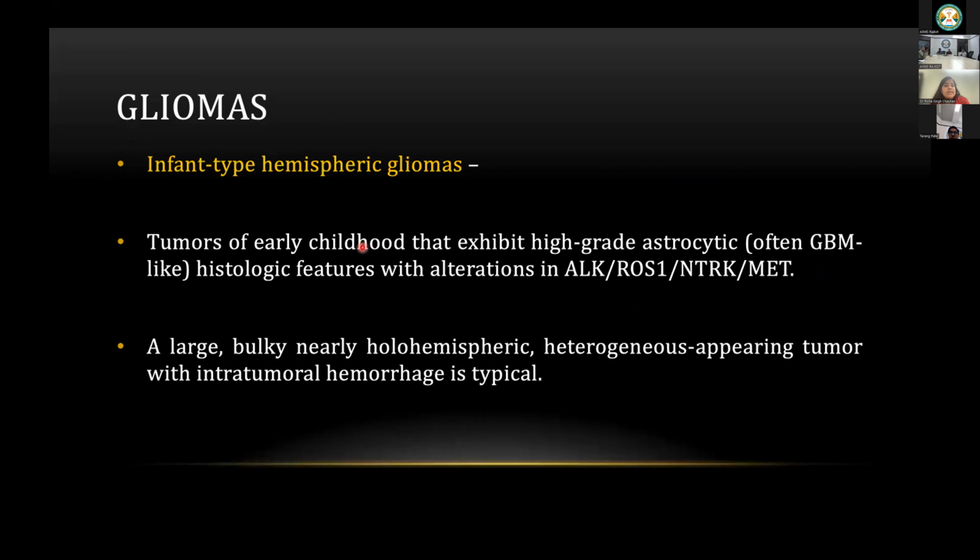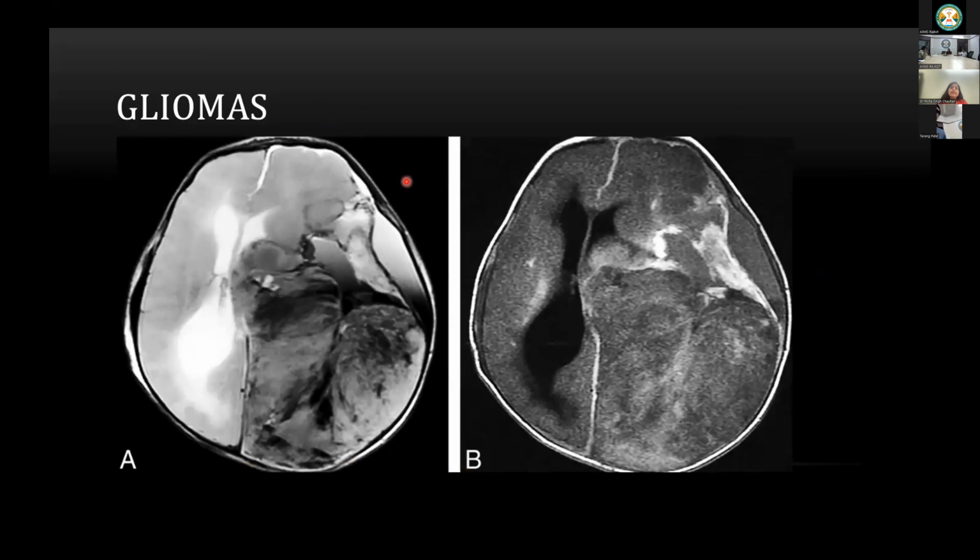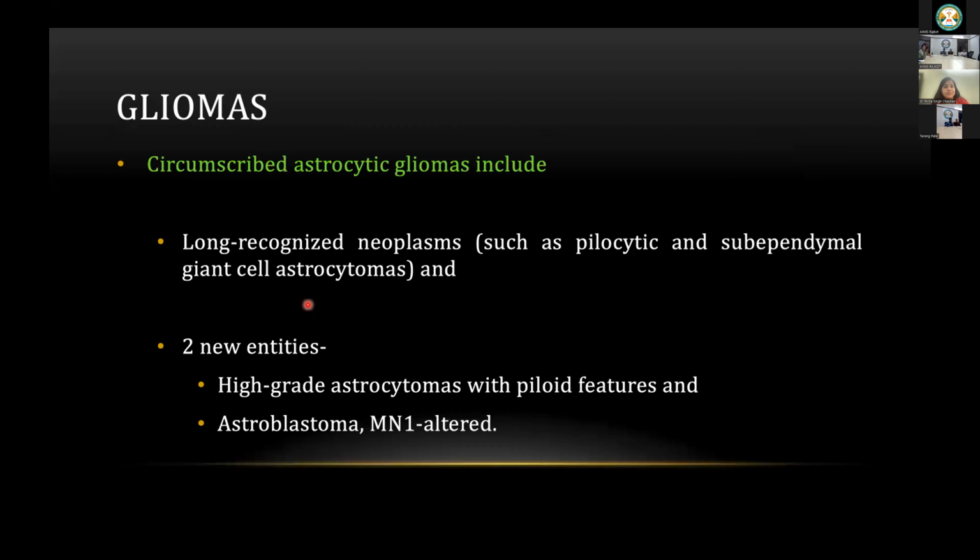Now, next and the last entity in the pediatric type gliomas is infant type hemispheric glioma. These are also very characteristic lesions. These are usually seen in neonates and infants, very large, almost hollow hemispheric lesions. There will be a lot of hemorrhage. The lesion will be highly heterogeneous. Even on T2, you can say that there is a lot of hemorrhage within the lesion. Even the blood can go outside the meninges, and there is less edema. The lesion will cause midline shift and all that, but the lesion will be resectable and will respond to radiotherapy.